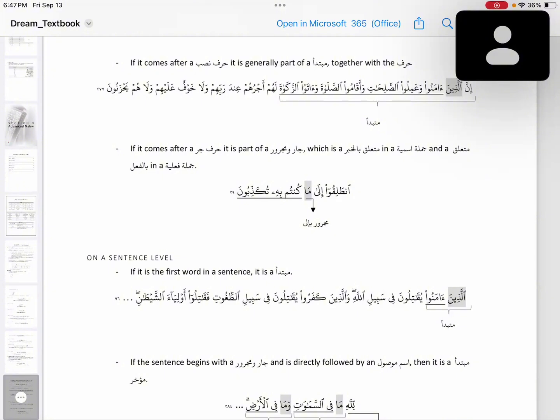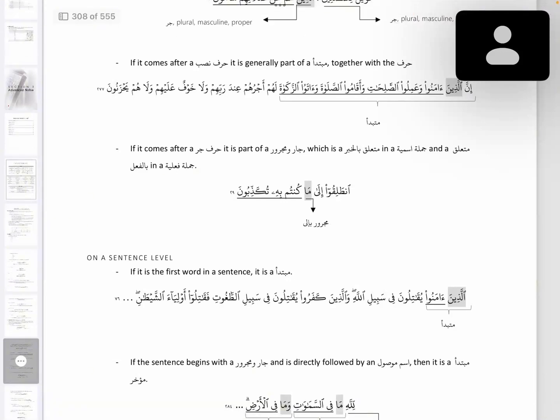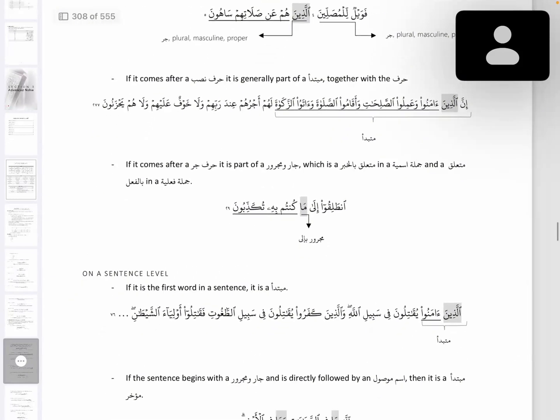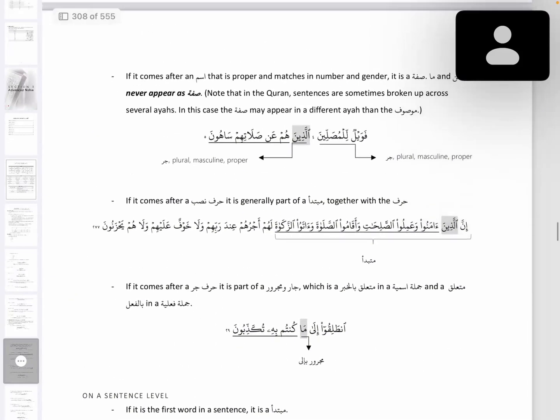Ila ma kuntum bihi tukazzibun. Ila ma. Here ila is harf jar, so ma is majroor, majroor bi ila. Here it is jar majroor and mutaliq bil khabar.